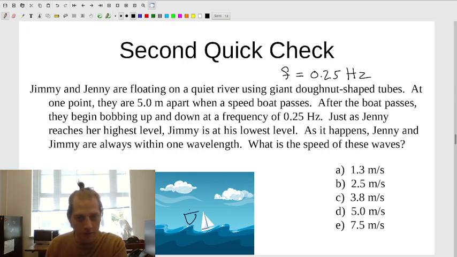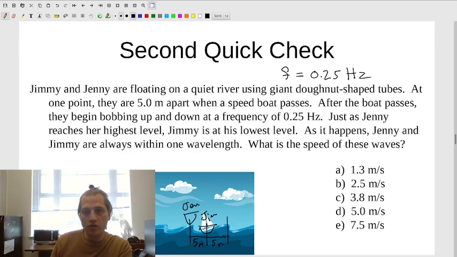Okay, so here we have Jen, and here we have Jim. Jen is at her highest point. Jim is at his lowest point. So this distance, they tell us, is 5 meters. But if we want a full wavelength, we've got to go from the highest point of the wave to the next highest point of the wave. So I believe that's going to be another 5 meters. And so the wavelength would be 10 meters. And then they ask us, what is the speed of these waves?